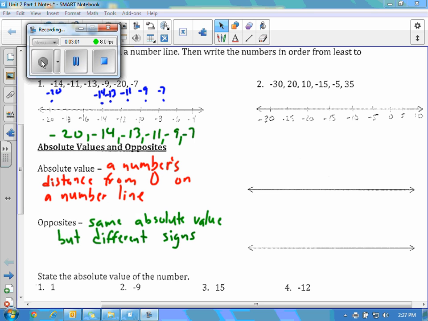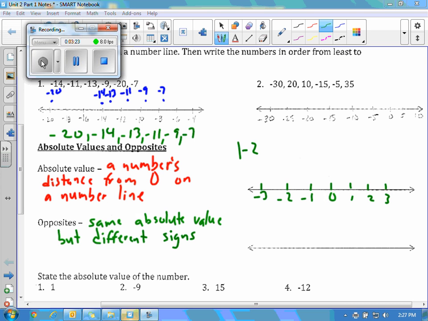So if you were to label this number line, so let's say I have 0, negative 1, negative 2, negative 3, 1, 2, 3. So if I gave you the number negative 2, okay, its absolute value would be its distance from 0. We show absolute value by putting bars around it. So the distance from 0 is 2. There's no such thing as a negative distance. So even though it's a negative number, when you take the absolute value, it's going to be positive 2.